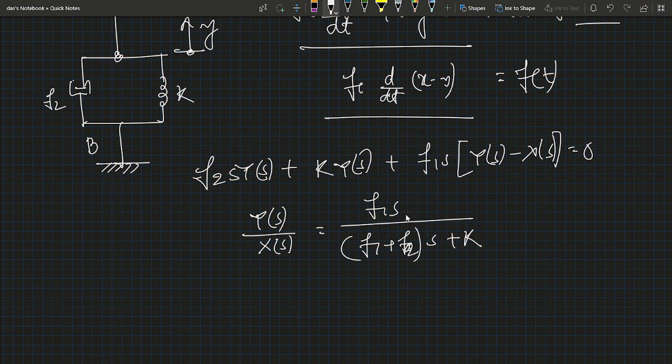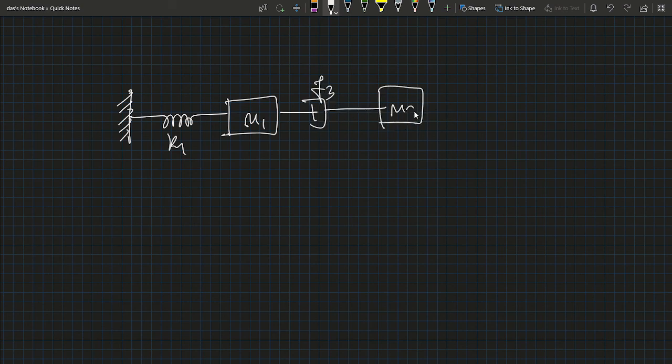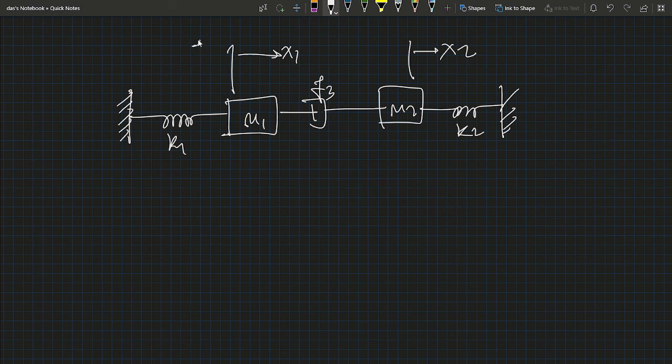Now there is another problem. This is the homework. Here is a spring constant k1 and a mass m1, and here a viscous coefficient f3, and here mass m2, and this is a spring constant k2 fixed at this end. This is x1, this is x2, and the force is applied here. This is the direction of displacement.